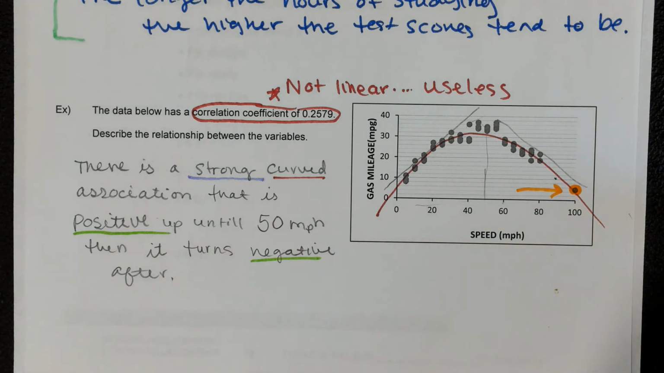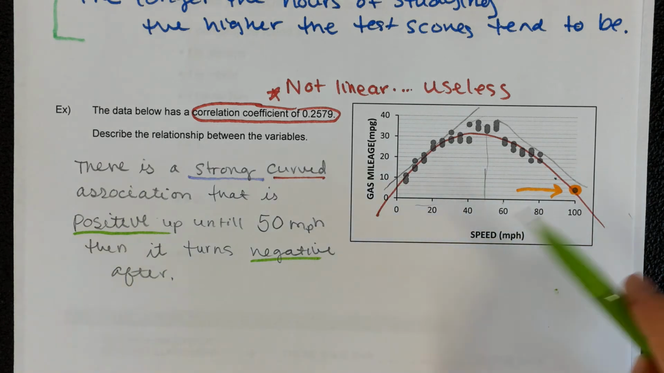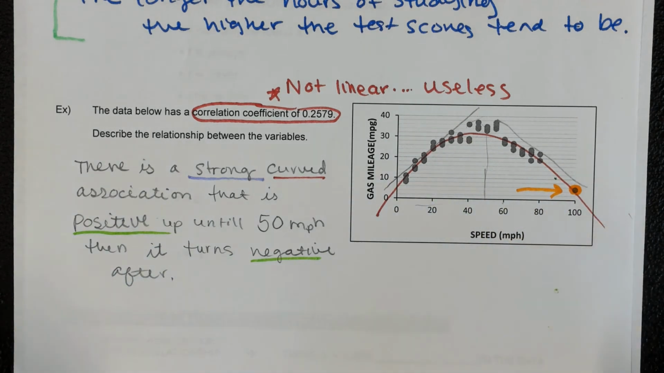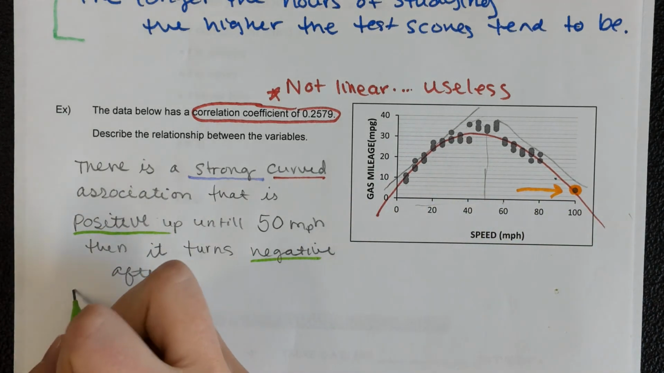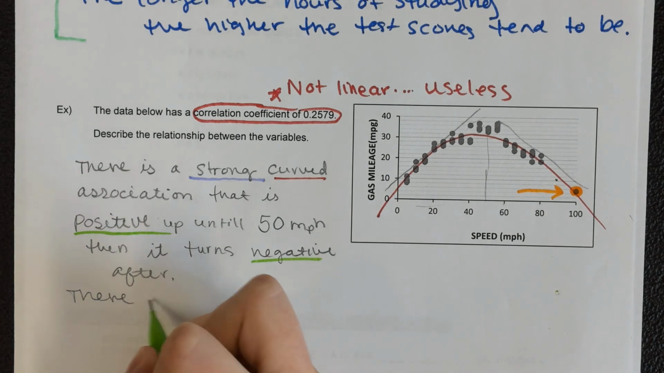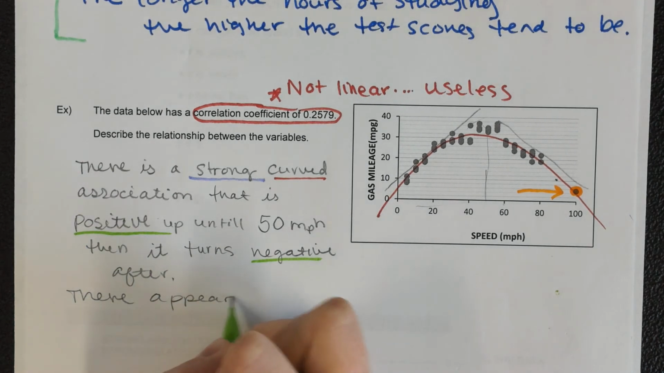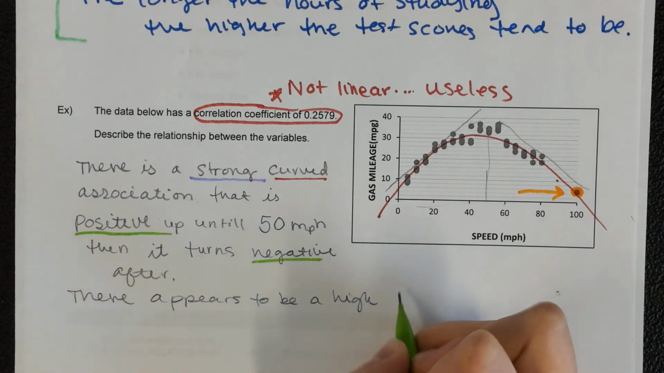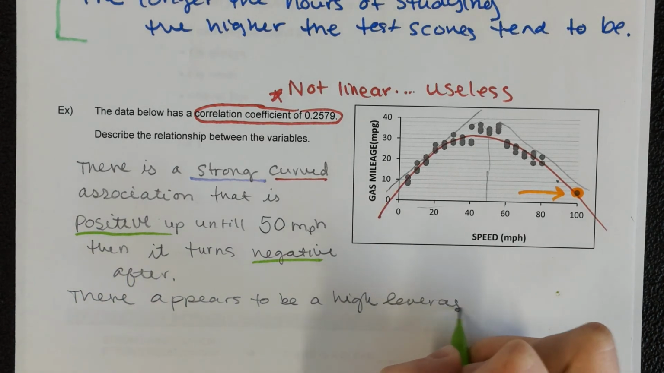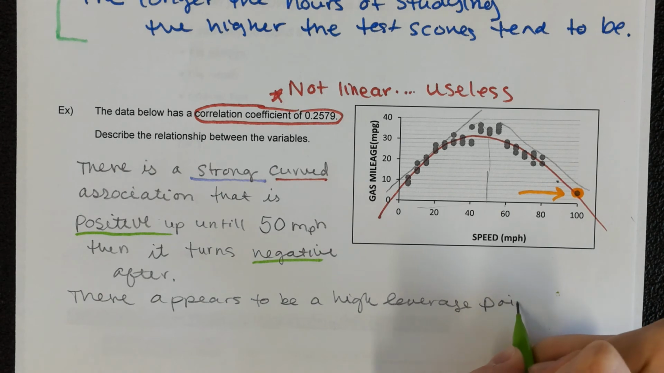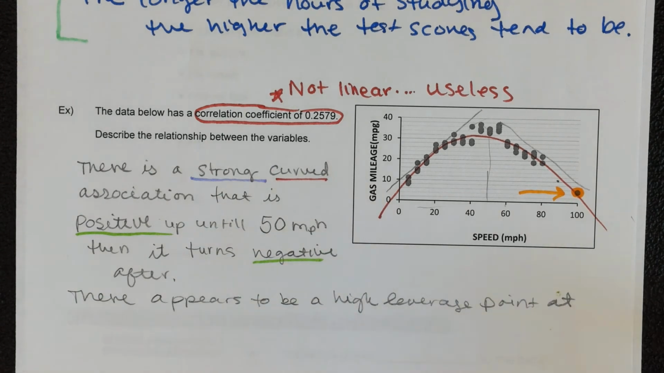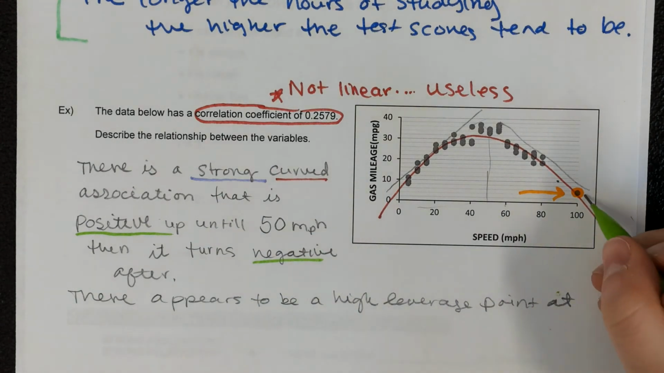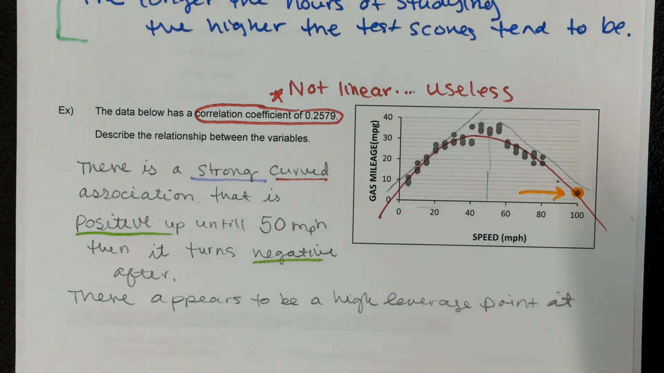The other thing we need to mention is outliers or whatever. So there's no outliers, but this is a high leverage point. So I would say there appears to be a high leverage point at, I would say maybe like 105.